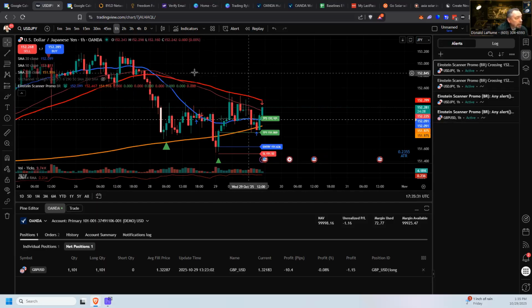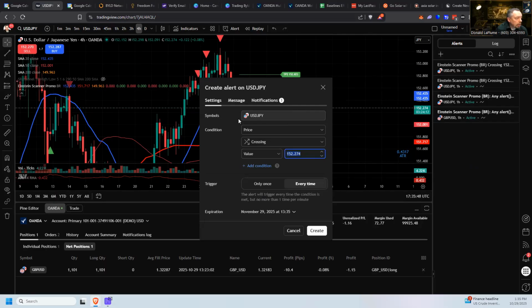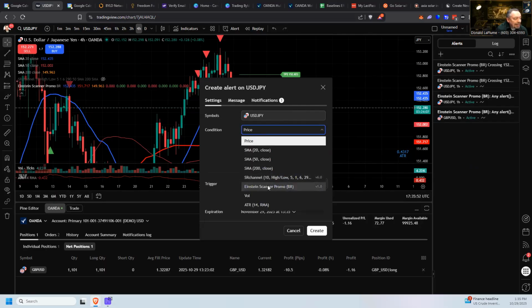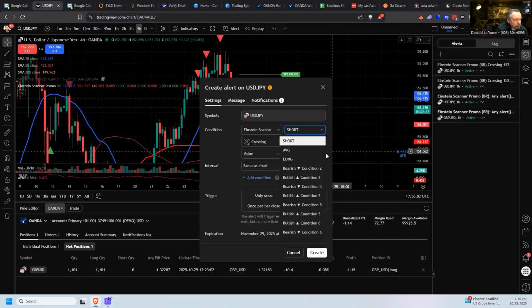You have to be on the chart to create an alert for that chart. So I'm on the US Japanese yen. Let's go to the 4 hour. And if I want to create an alert here, when I'm on alerts, I hit a plus. It's going to show the US Japan. I'm looking at an Einstein scanner. And what I didn't understand when I looked at this was, well, it's giving me a short, it's giving me a long, or it's giving me an average, I guess.